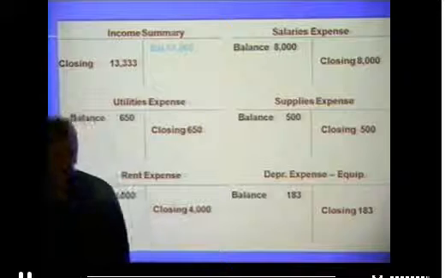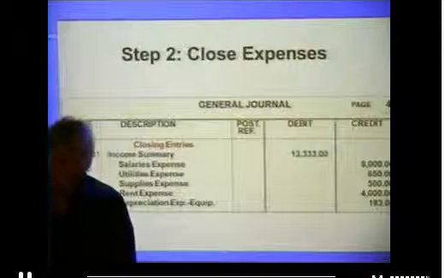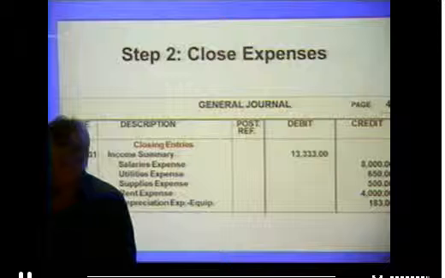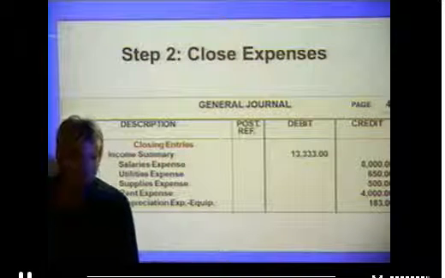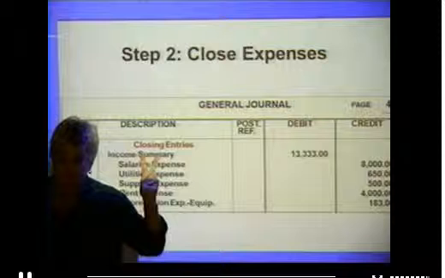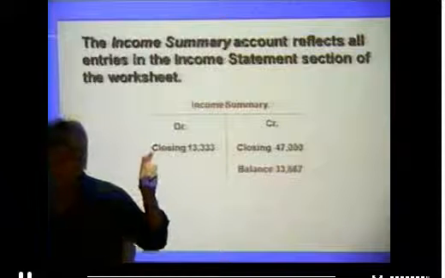So, income summary. Step 2, closing. We close the expenses into the income summary. You just got to zero out all your expenses. That was step 2. You just got to memorize this. Step 1, step 2, step 3.